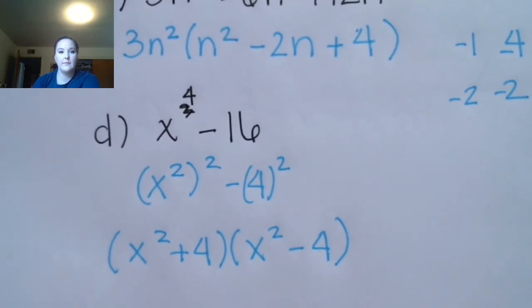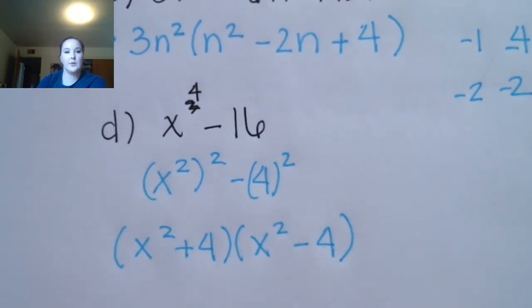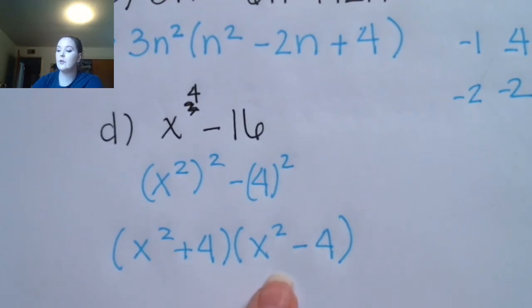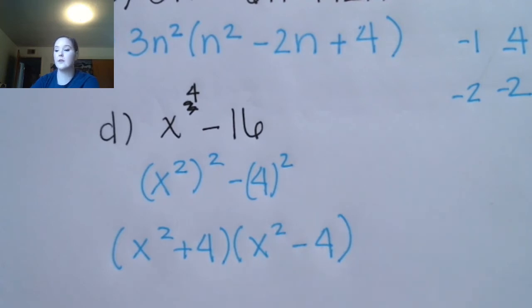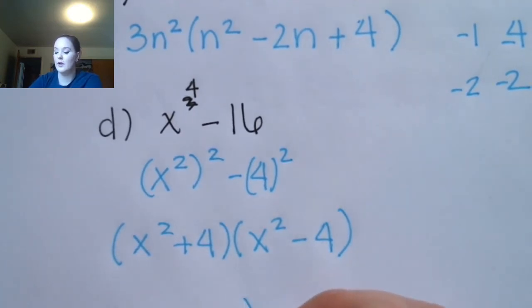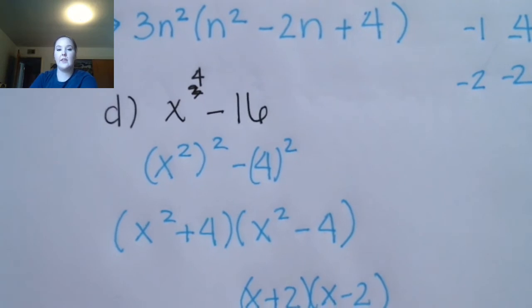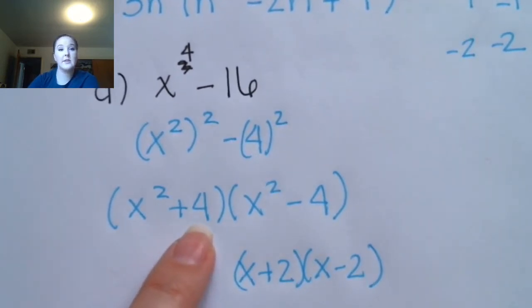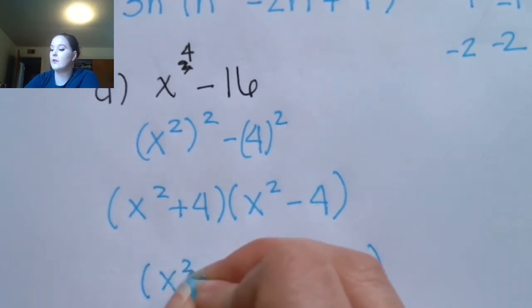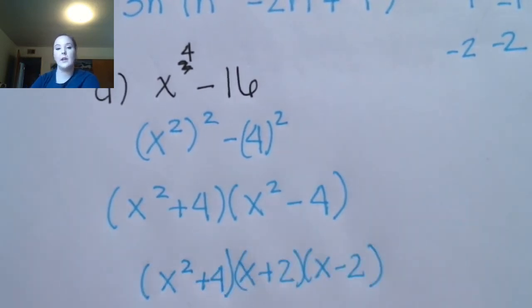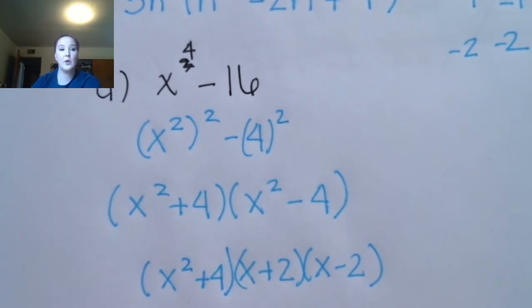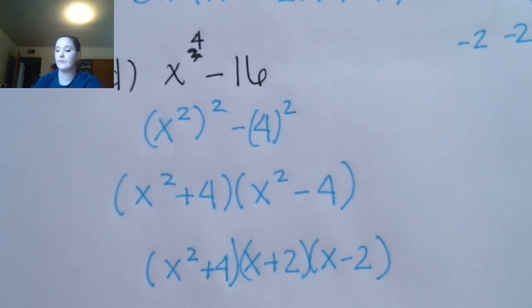Now you may think, okay, factored as the difference of squares, we're totally done. But if you look at this factor, this is still the difference of squares. So we can factor this even more, right? This is going to be (x + 2)(x - 2). Now if you look at this other factor here, this is not the difference of squares. This is the sum of squares, and that never factors. So we're going to leave it like this because there's no other way to factor this.